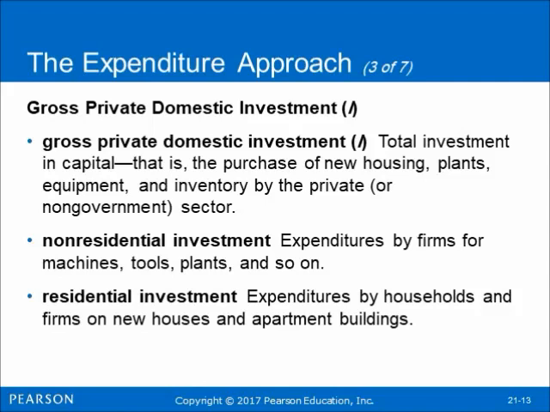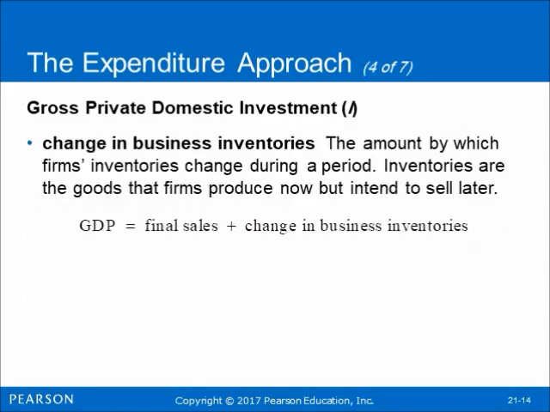The first is non-residential investment, which is expenditures by firms for machines, tools, plants, and so on. The second type is residential investment, which refers to expenditures by households and firms on new houses and apartment buildings.